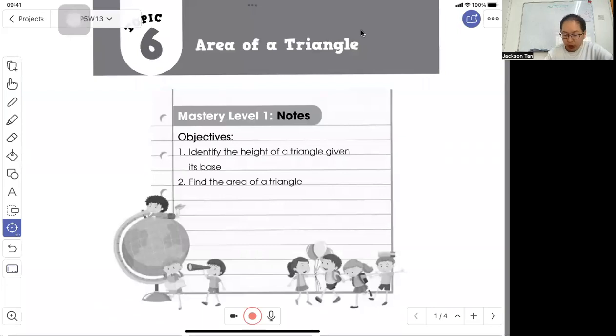Mastery Level 1, the objective is to identify the height of a triangle given its base and find the area of a triangle.